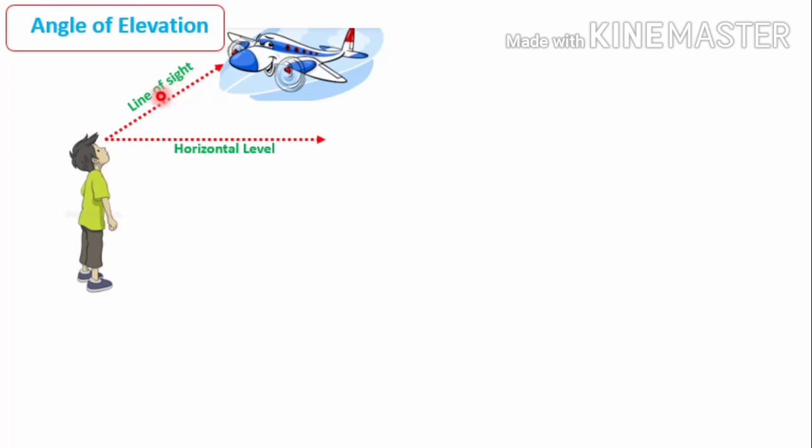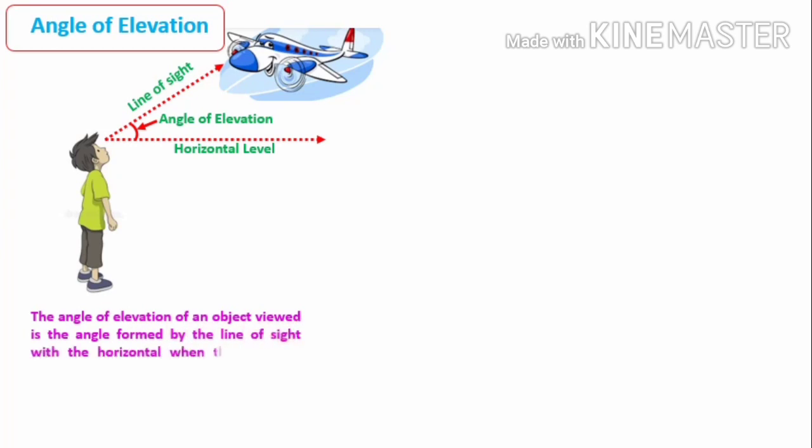The line of sight also we have discussed. It is a line connecting the eye of the observer and the point on the object. Here, angle of elevation means angle between the horizontal level and the line of sight. So, the angle of elevation of an object viewed is the angle formed by the line of sight with the horizontal when the object is above the horizontal. Remember this word, above the horizontal. Angle of elevation will be formed when the object is above the horizontal, or simply if you say that when the object is above our eye level.